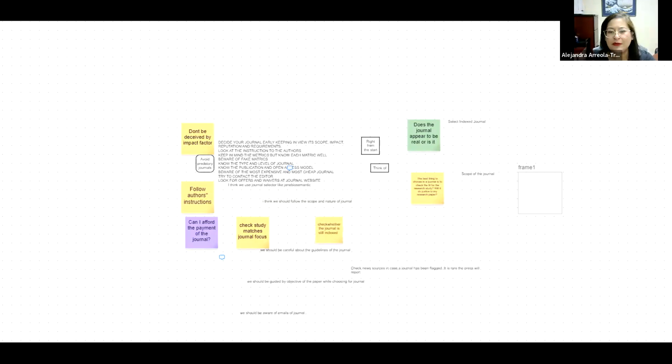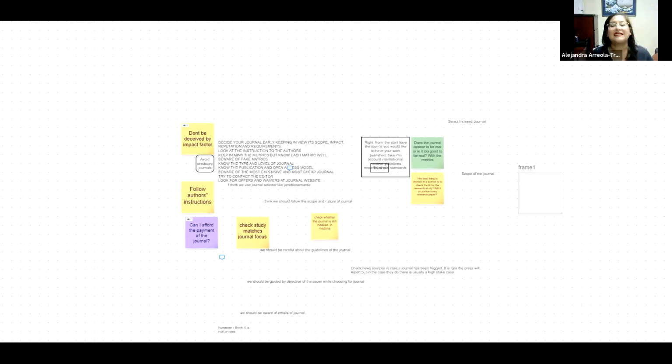Okay, we have a couple more minutes so we can finish our discussion. And those of you who have posted your little sticky notes, you can vote on your sticky notes. So for example, don't be deceived by the impact factor. You can vote +1, or you can downvote if you want. And you can vote on them so we can find the top 5 ideas.